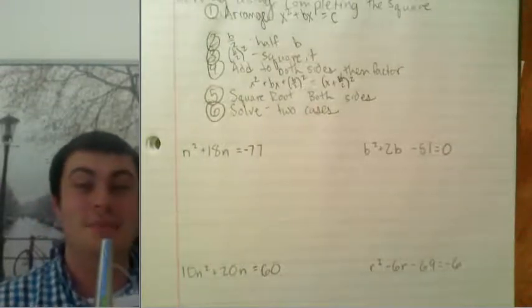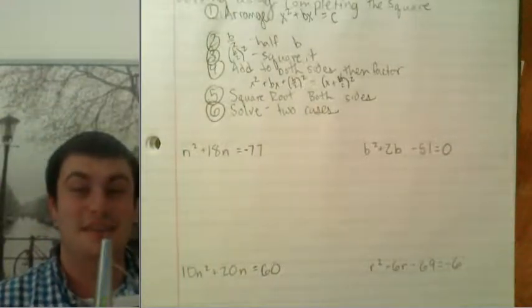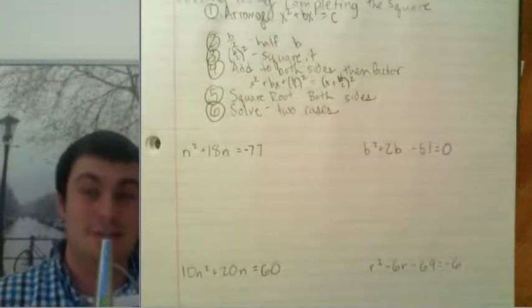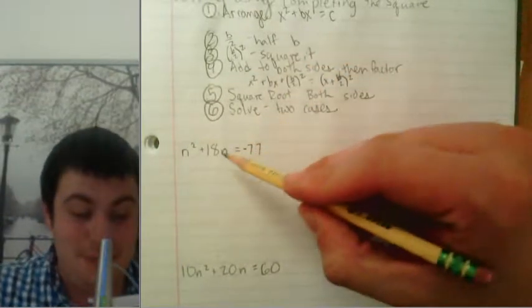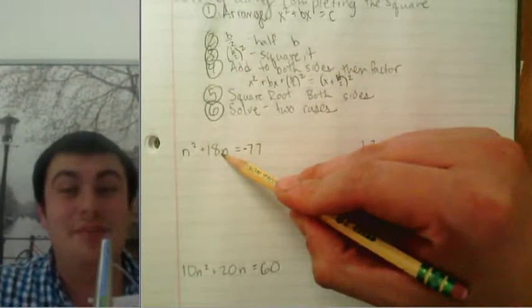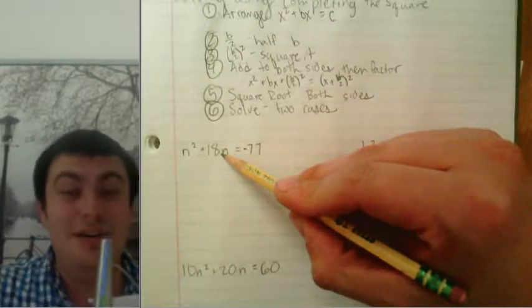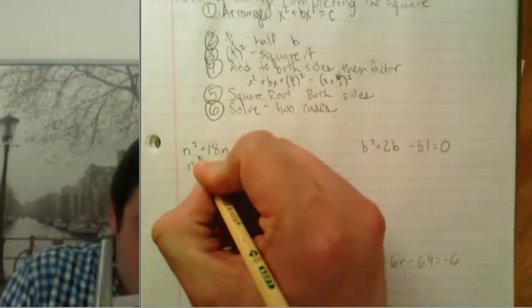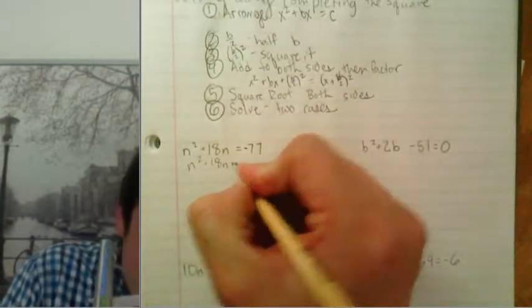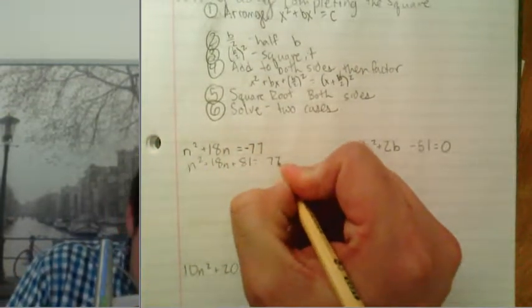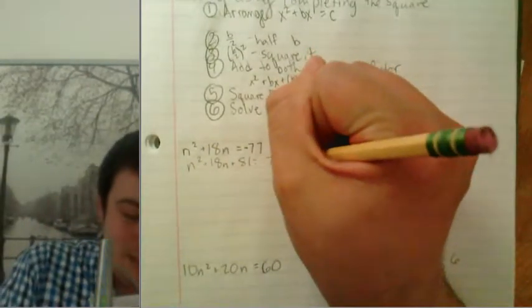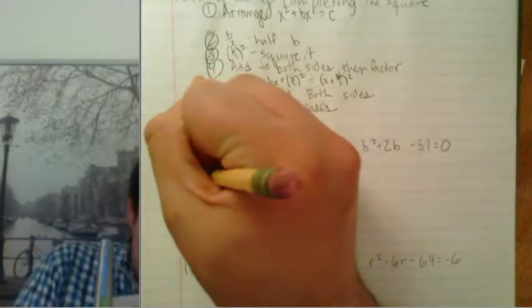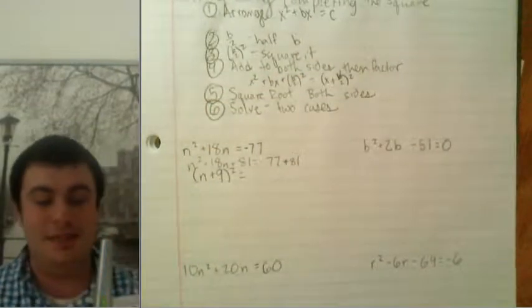So if we have n squared plus 18n equals negative 77, we're already arranged as x squared plus bx equals c. Done. Now we take half of b, b being 18. Half of that is 9. Square 9, which becomes 81. So we say n squared plus 18n plus 81 equals negative 77 plus 81. Now when we factor that, we get n plus 9 quantity squared.